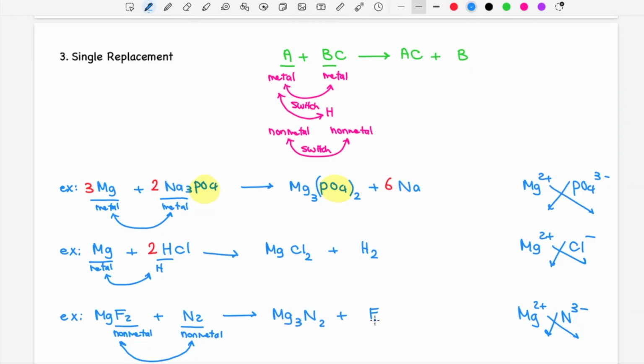And then looking at fluorine, fluorine is always a diatomic element as well. It was in that list on the previous page. So we always put it in the form of F2. And then we start with the balancing. So 2 nitrogens, good. I put a 3 here because of magnesium. And now it makes me 3F2 on the right-hand side as well. So this is how you write single replacement reactions.